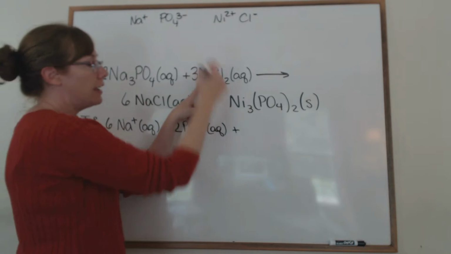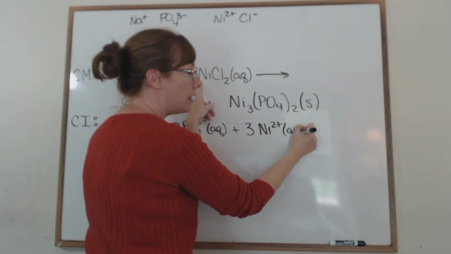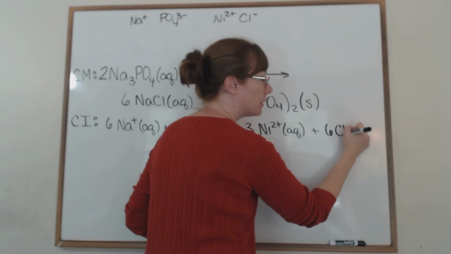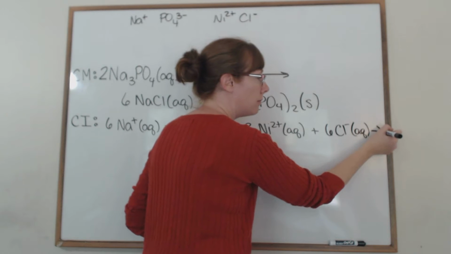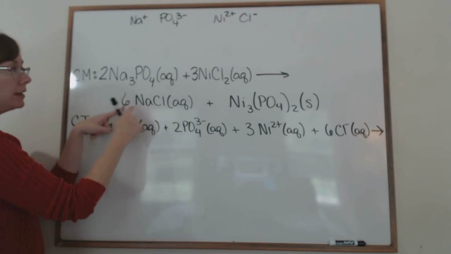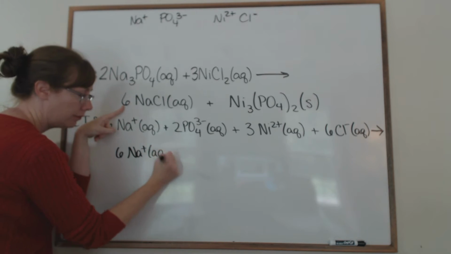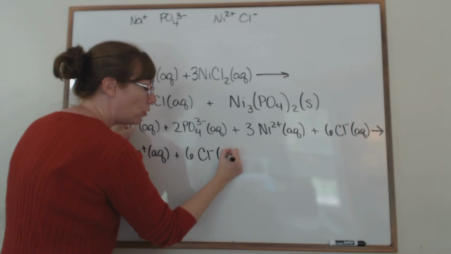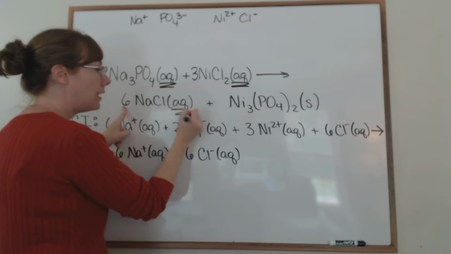Moving on to this species, I have 3 nickels. So you're basically presenting all the ions as individual species. I have 6 chloride ions. And now I can hit my arrow. On the product side, I have 6 sodiums. I have 6 chlorides. And I'm only doing this to the aqueous species, him, him, and him.